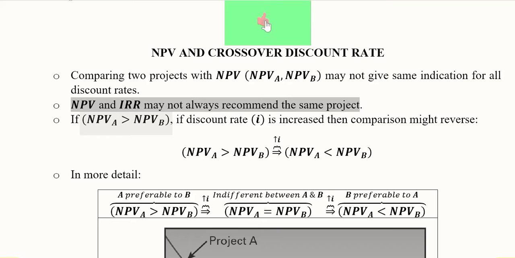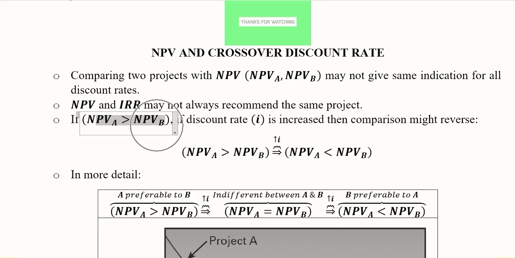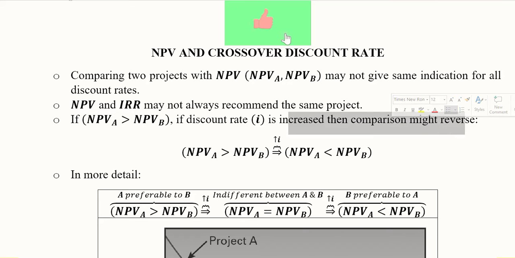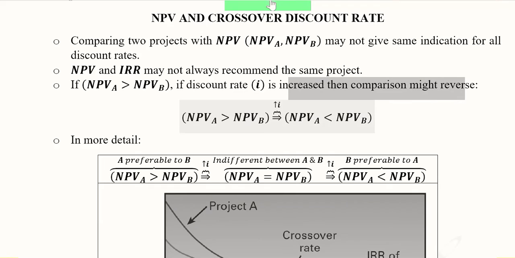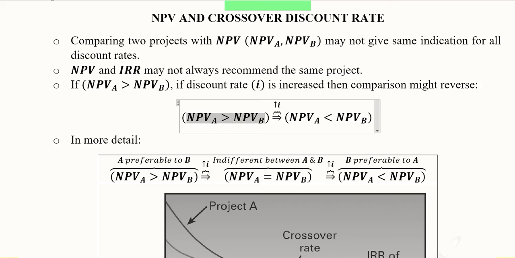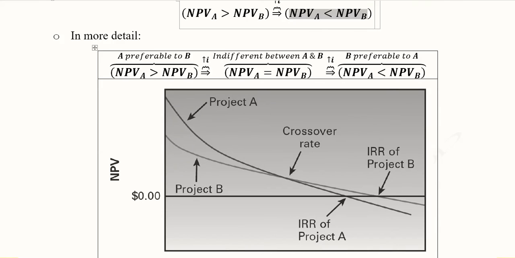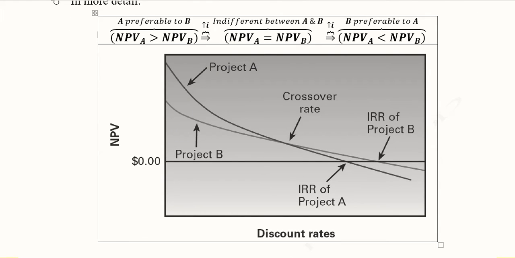But when it comes to NPV, let us consider that at a certain discount rate, the NPV of project A is greater than that of project B. But it can reverse. How can it reverse? If we continue increasing the discount rate, it might reverse after a certain increase in the discount rate. Let us consider this in the form of a diagram.